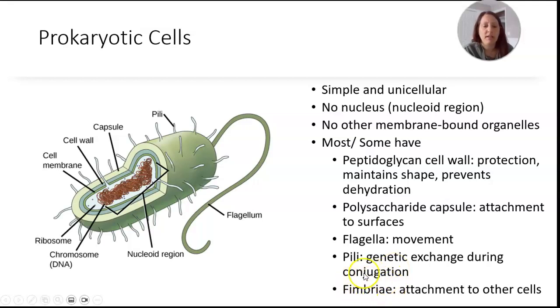And then fimbriae. Some will have these in addition to pili. And again, these just specialize in attachment to other cells. So all of these, they look like hair-like structures. They are not cilia. They're either going to be pili or fimbriae.